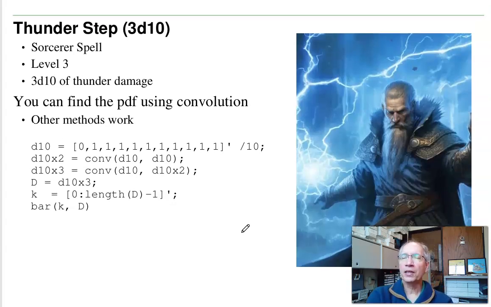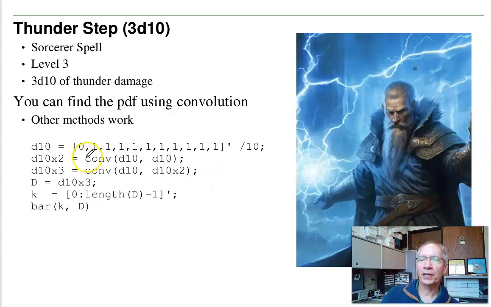Let's try another spell. Thunderstep. Thunderstep is a sorcerer spell, level 3. It has 3 10-sided dice of thunder damage. Now to find the PDF, there's a couple ways of doing it. I'm just going to use convolution because it's easy with MATLAB.